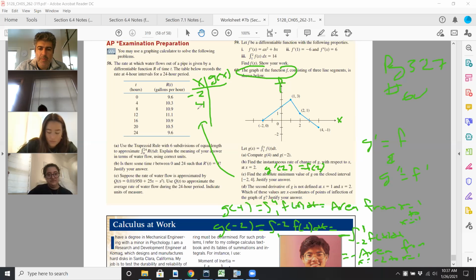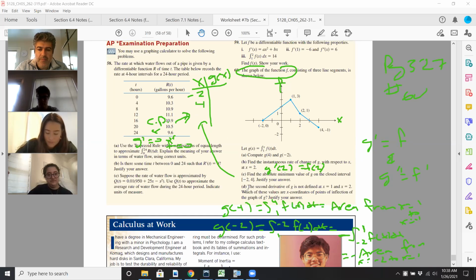Then you got to find your critical points. Your critical points are when g prime equals 0, or f equals 0. So I'll let you guys figure that out, and then plug into g and see which one is lowest.